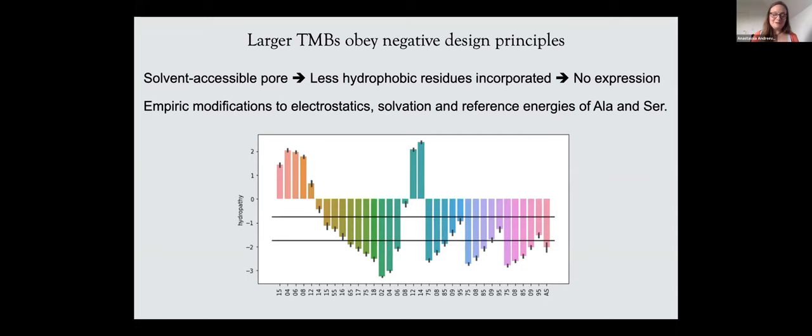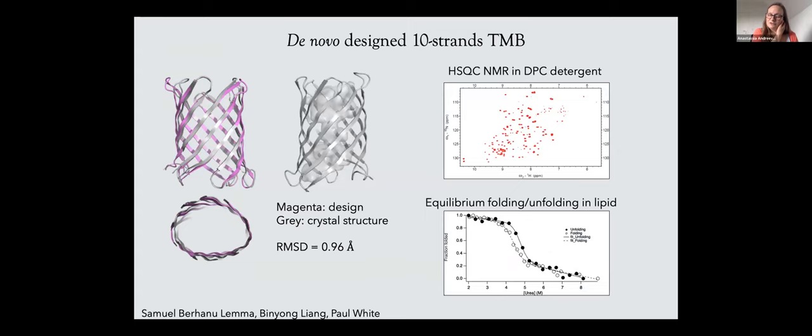because the pore of these larger barrels is more solvent accessible, so we could incorporate fewer hydrophobic residues, and in the end we could see no expression. So we made new energy functions specifically for those larger solvent accessible pores, and we did so by again destabilizing local secondary structure. And with those new energy functions, we were able to design 10 strand TMB designs.